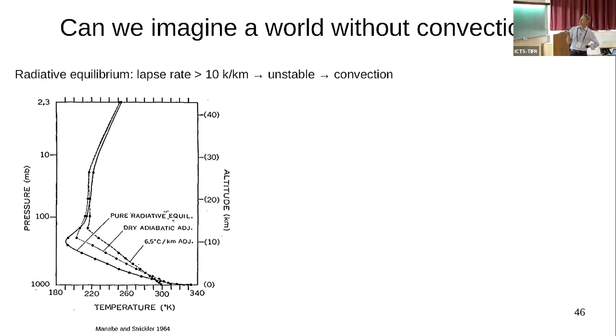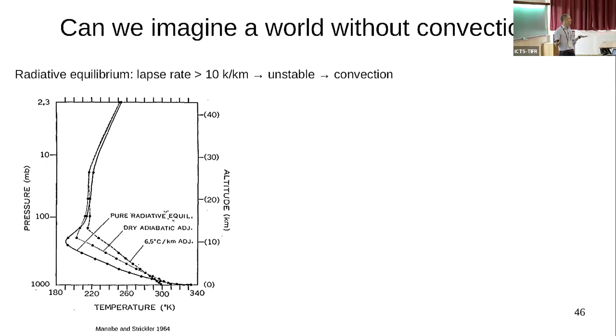So, here's the temperature as a function of pressure. And if you are just with radiation, no convection, you have this very steep lapse rate. It's getting very, very cold quickly in a radiation world. But if you actually take into account convection, it is not cooling as fast when you go up. So if you have pure radiative equilibrium, the lapse rate is very high. It's very cold up in the air.